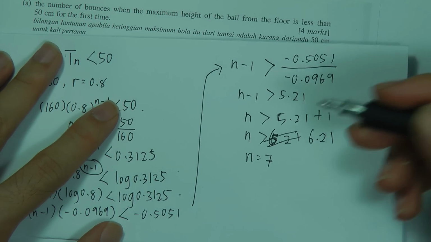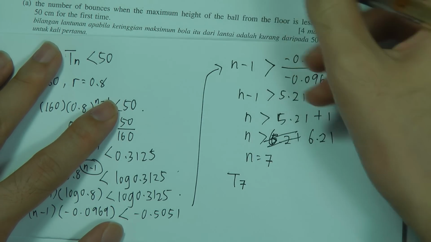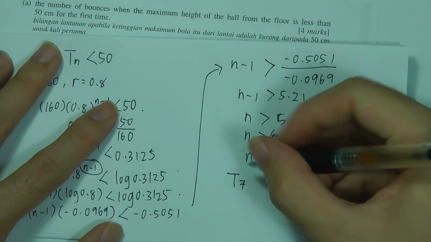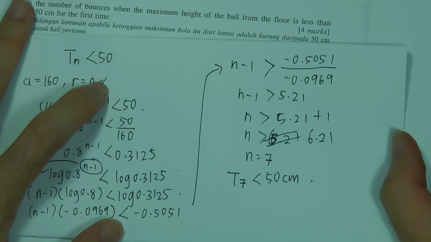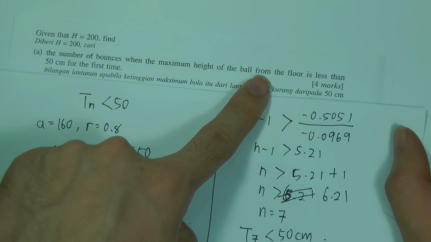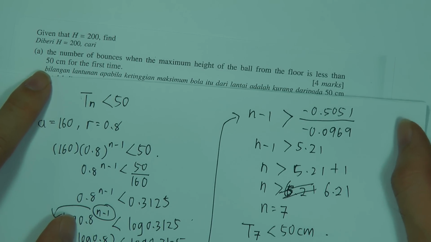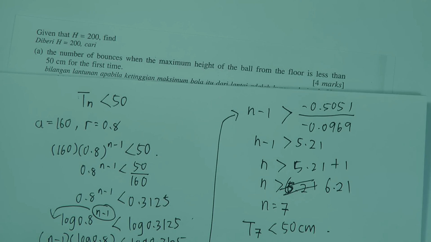Therefore I know at T7 the ball will bounce up with less than 15 cm. This is from my calculation. So he asks you to find the number of bounces when the maximum height of the ball from the floor is less than 15 cm. So you can say, starting from the 7th bounce, the ball is less than 15 cm. I think this one actually is quite simple. Okay, yes.